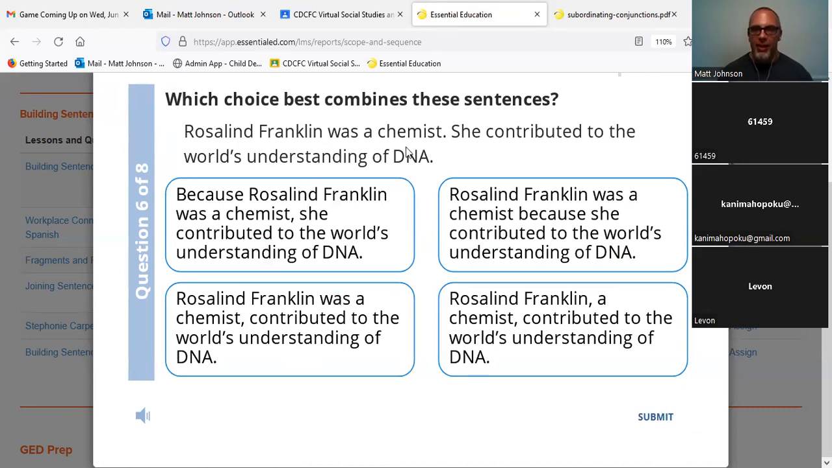Rosalind Franklin was a chemist. She contributed to the world's understanding of DNA. So a simple way you could combine those is with "and," right? Comma, and she contributed to the world's understanding of DNA.